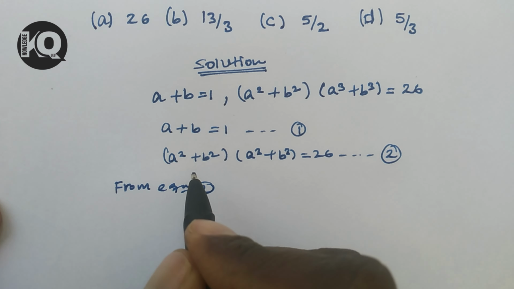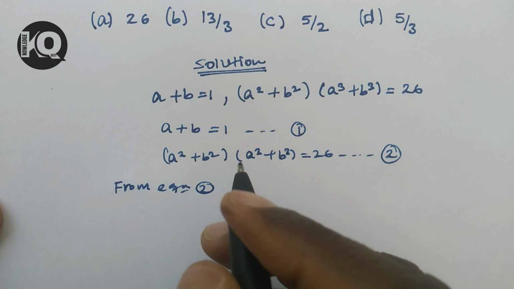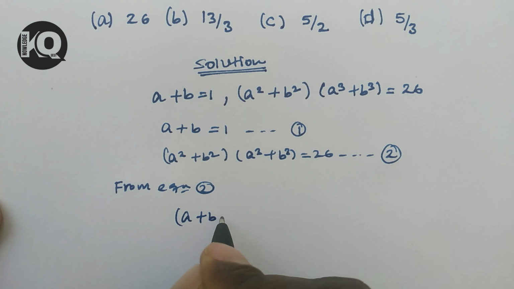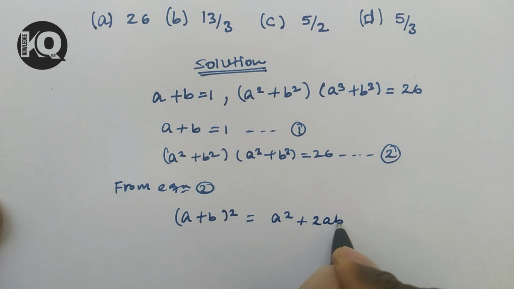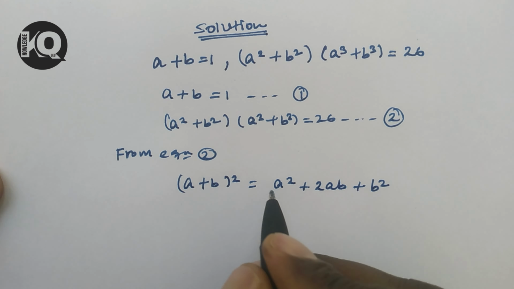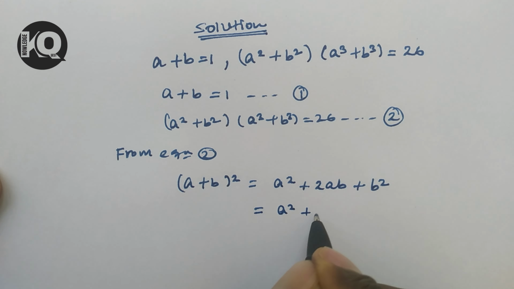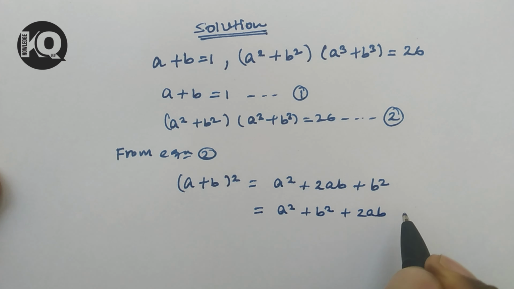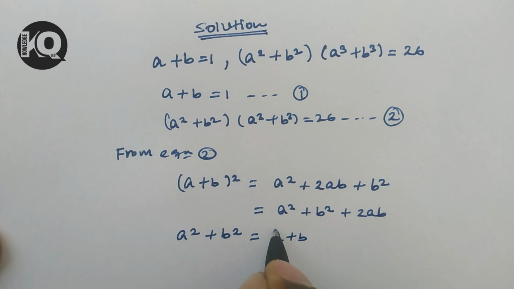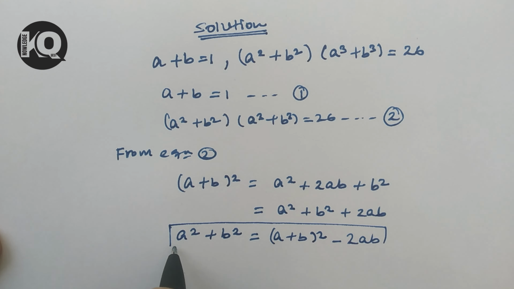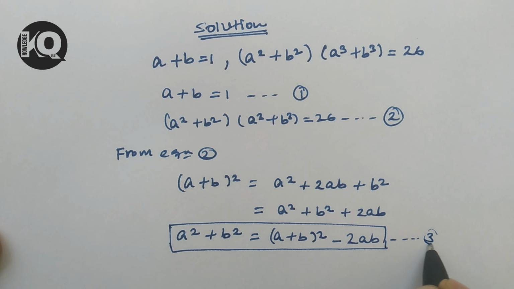From a basic known algebraic identity, we know that a plus b, the whole square, is equal to a squared plus 2 times ab plus b squared. From this identity, we can find a squared plus b squared, which is equal to a plus b squared minus 2 times ab. We can call it equation 3.